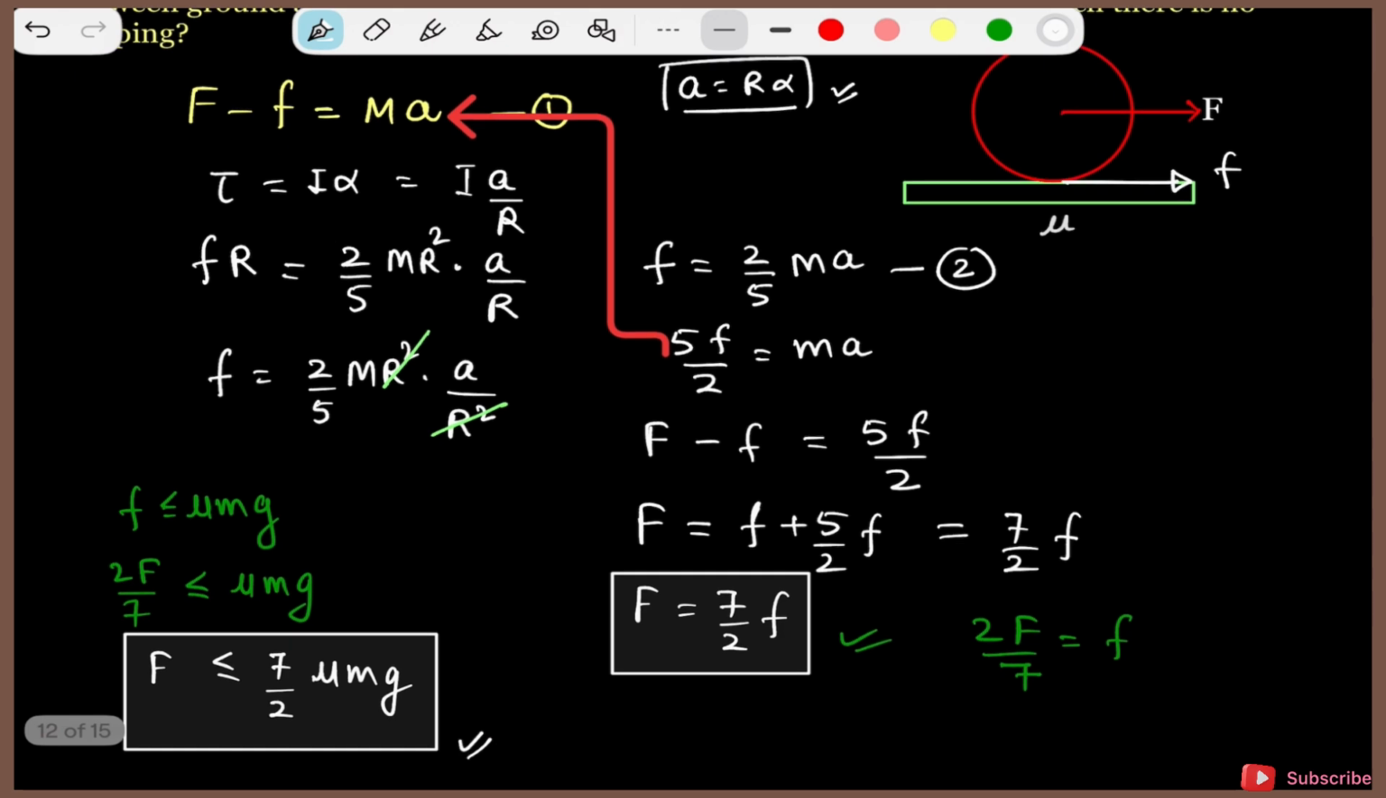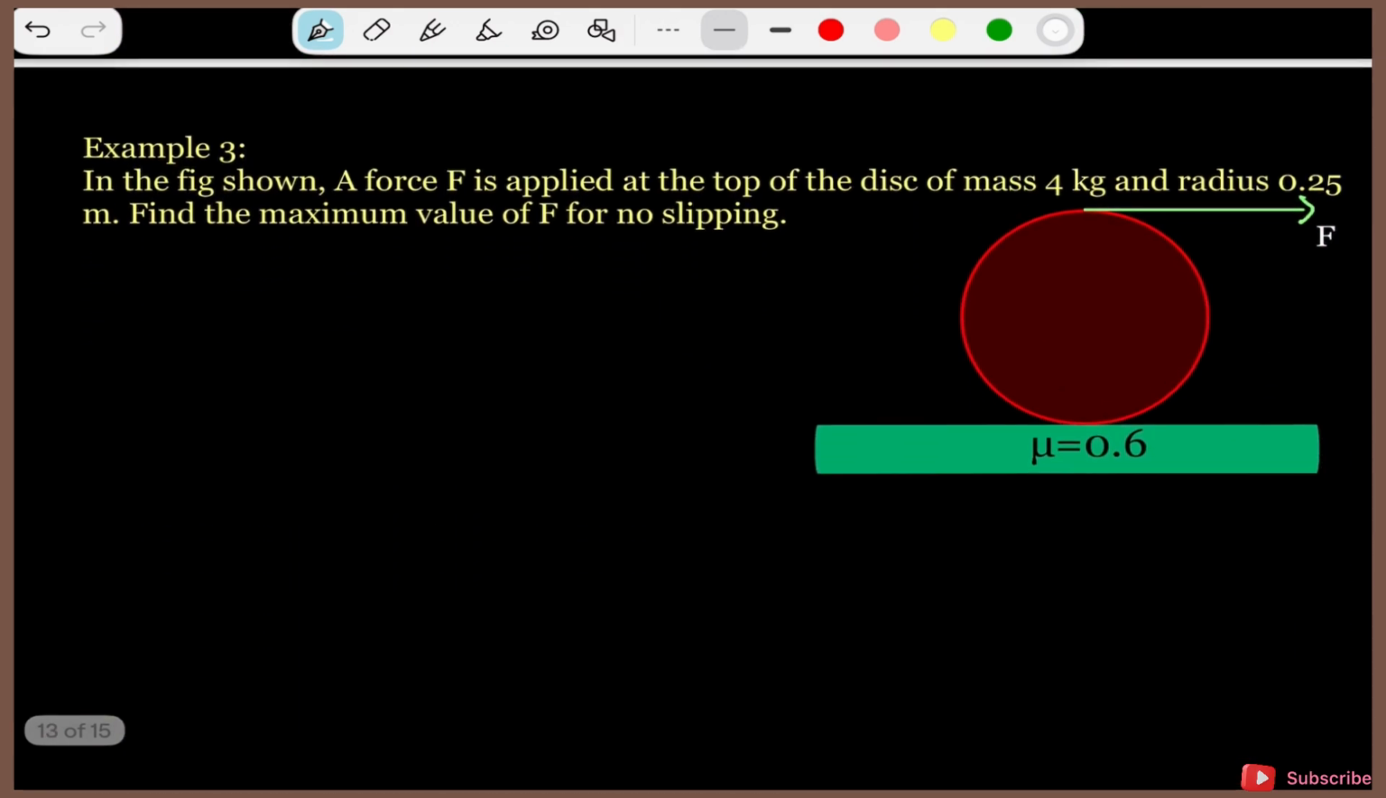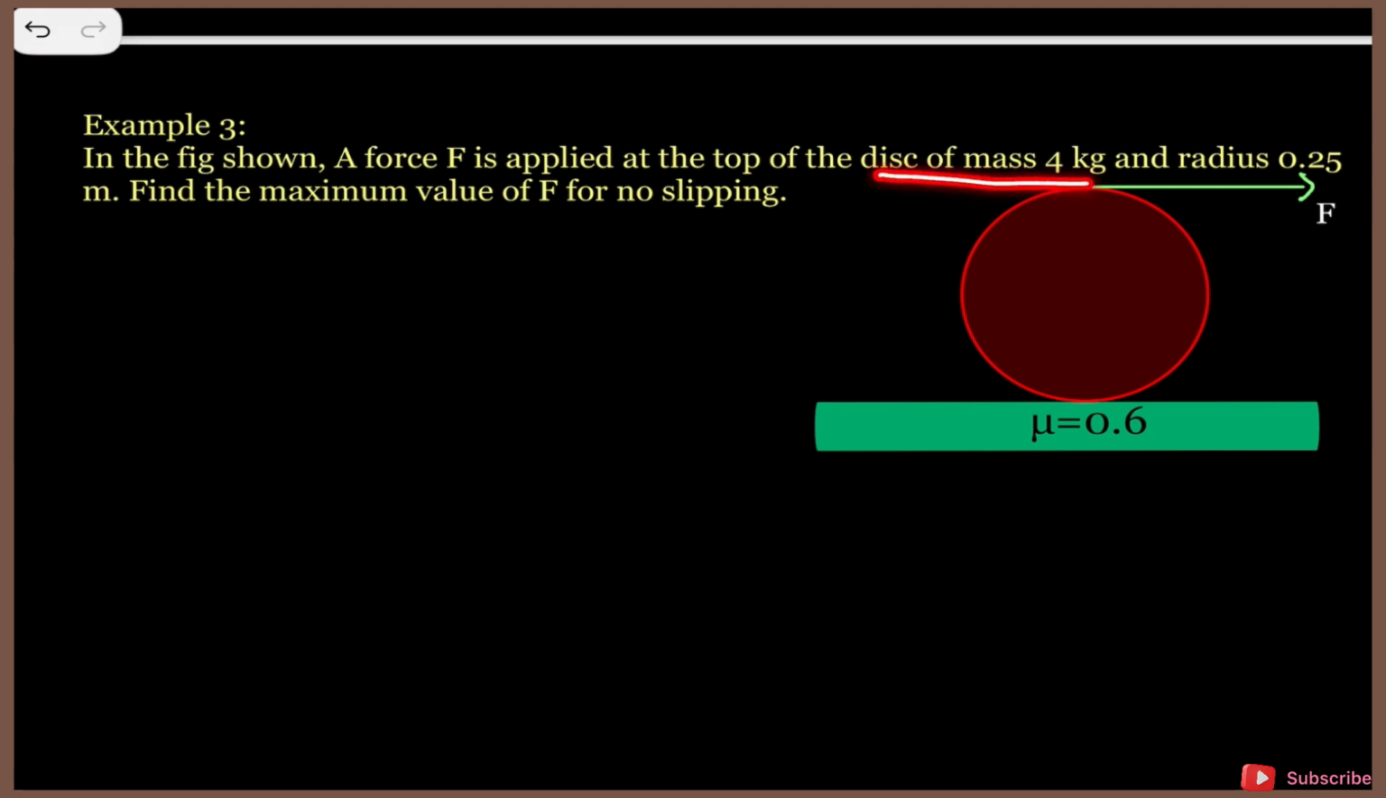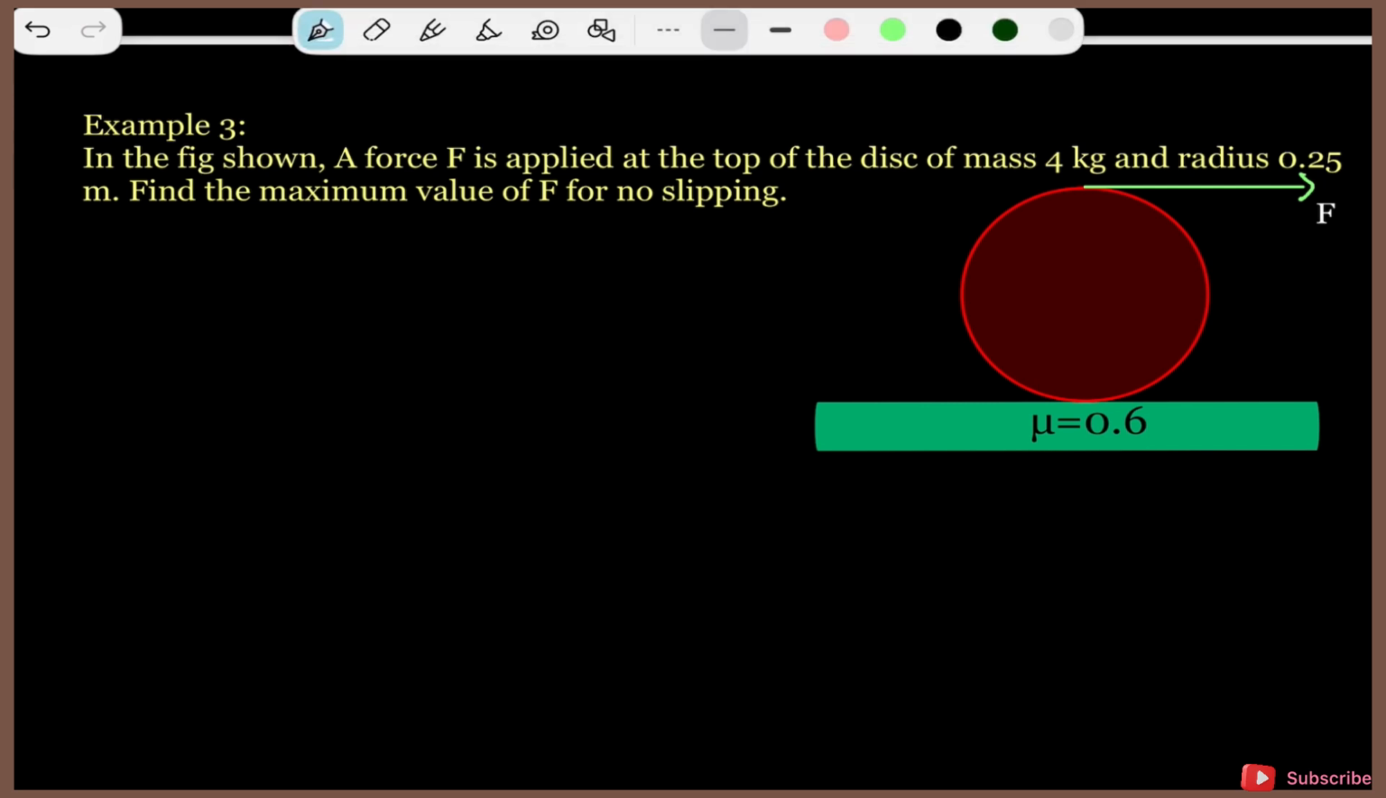Let's discuss the next question, example number 3. So example number 3 is saying if force F is applied at the top of the disc of mass 4 kg and radius 0.25 meter, find the maximum value of force for no slipping. Actually this is a similar question but with some values. So let's solve this question.